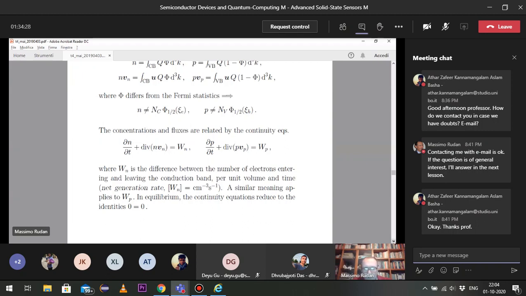A second contribution to transport is due to another mechanism that is called diffusion. Diffusion is a transport mechanism by which the particles can move also without the presence of any field. Actually, diffusion occurs also with neutral particles, okay?